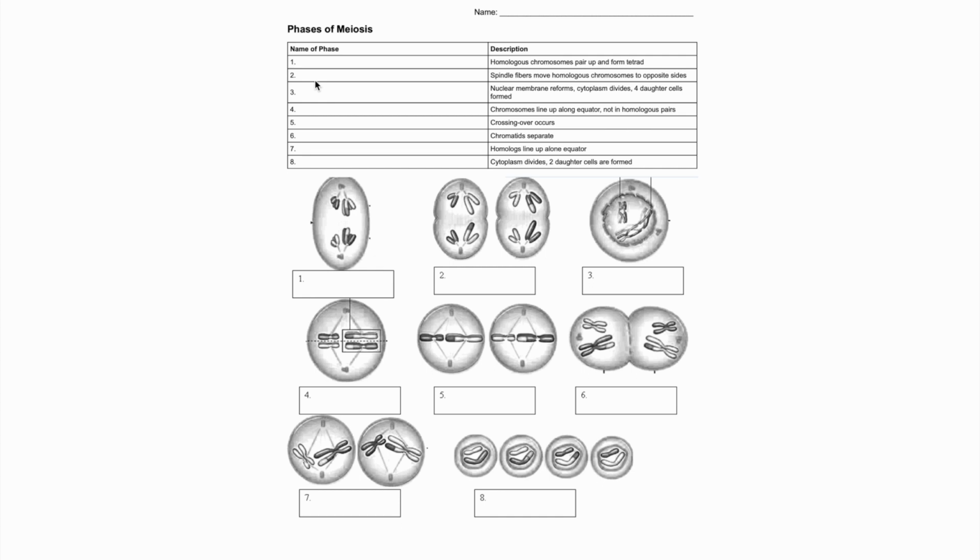All right. The spindle fibers move the homologous chromosomes to opposite sides. That's going to be anaphase. Now, this one I expect you to know because we're talking about the 4 daughter cells. So already you should be able to say that this one is, what is it? I'm just kidding. Telophase 2. Yes, telophase 2. All right, now this one, chromosomes line up along the equator, not the homologous pairs. This is going to be metaphase 2.